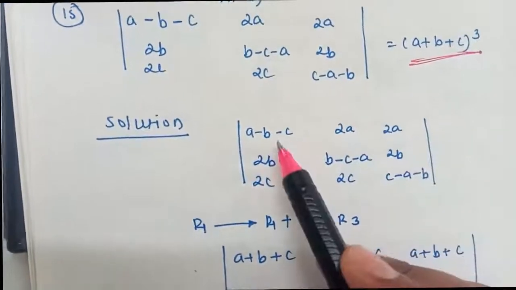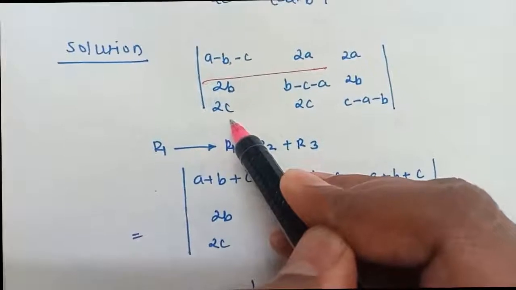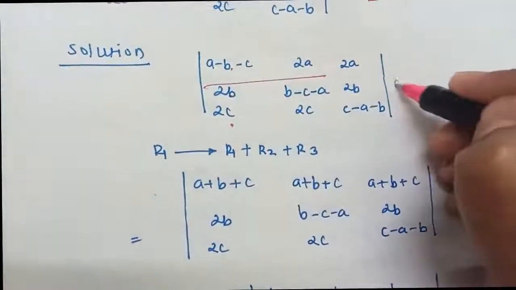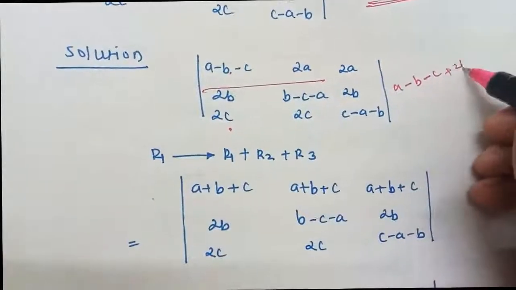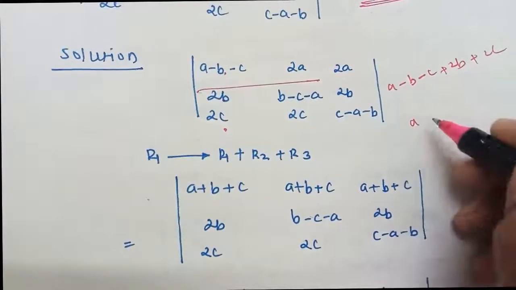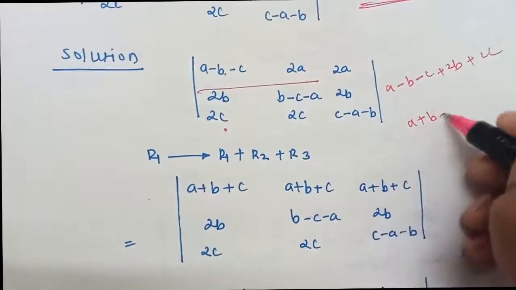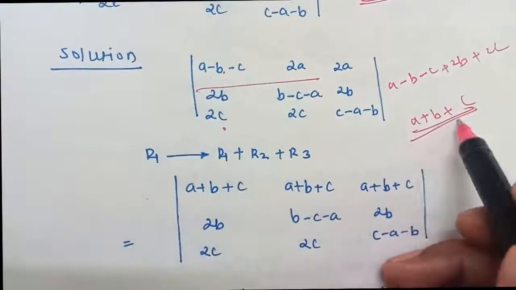How will I do this? I change R1 to R1 plus R2 plus R3. So if I add this, what will become? Minus a minus b minus c. Now this also I am adding plus 2b. Now this also I am adding 2c. So what will I get? A minus b plus 2b is plus b, and minus c plus 2c. See, so I got the first element of column 1 as a plus b plus c.